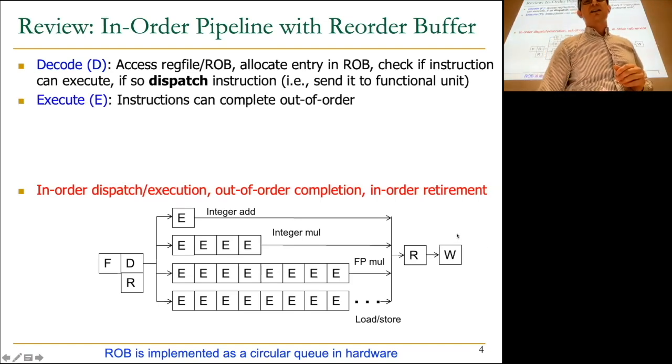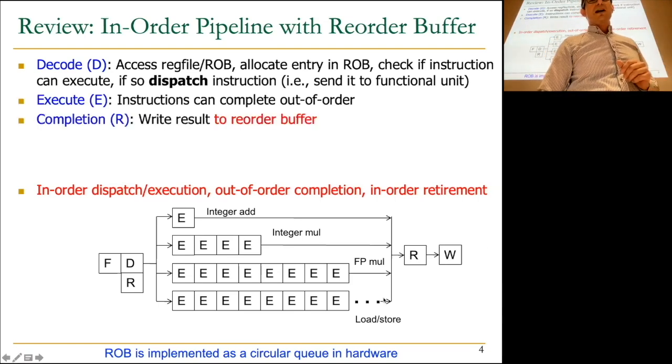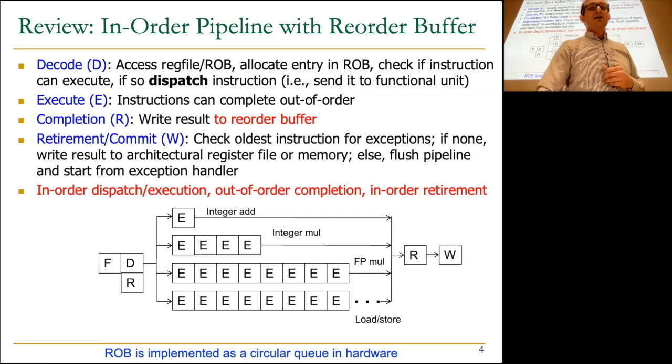And the instructions can complete out of order, which is good. And when they complete, they write their results to the reorder buffer first, which is microarchitectural. They don't update the architectural state immediately. The architectural state gets updated in program order when the oldest instruction doesn't have any exceptions and it's completed. There's some control logic that writes the result to the architectural register file or memory. Otherwise, if there's a problem with the instruction, the control logic flushes the pipeline and starts from the exception handler, or if you're handling an interrupt at that point in time.